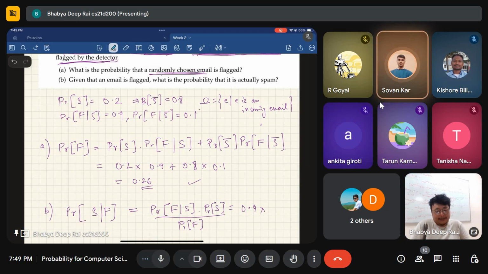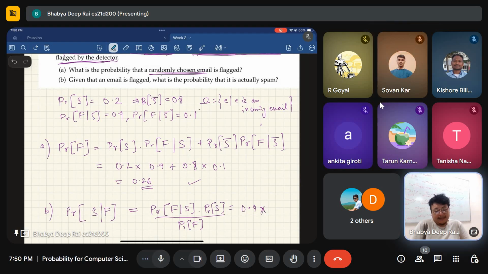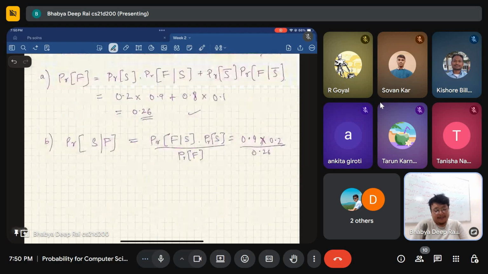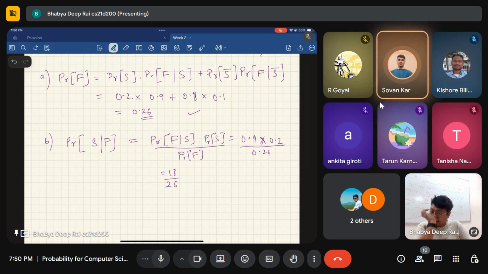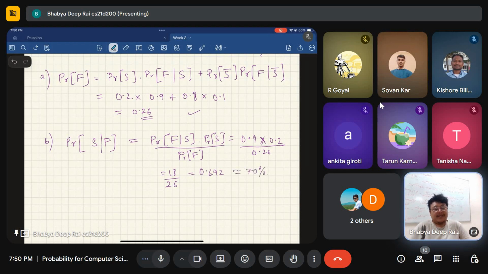18 by 26, I'm getting. So probability that it is spam is 0.2, and this is 0.26. Yeah, 18 by 26. Can you tell me in terms of percentage? Yes, 0.692. So something like 70%.